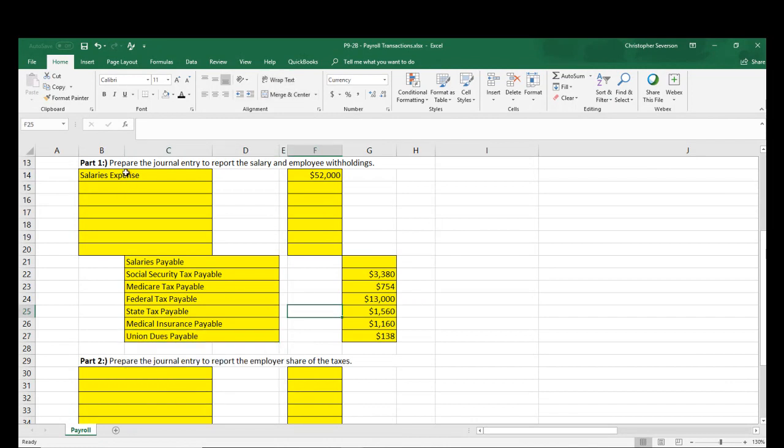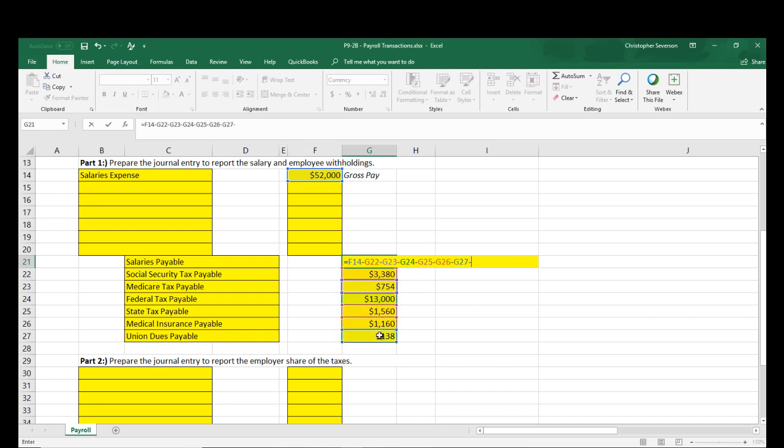The key thing is the only expense in this journal entry is the salaries expense, which again is gross pay. In fact, I'm going to type that out here just so we can see it. The salaries payable is net pay. And in this case, it's a plug figure. It's the $52,000 minus each of these amounts. So I'm just going to do a simple subtraction of several items. And the difference is the $32,008. And if you add up all of your credits, you get the $52,000, which matches your gross pay.